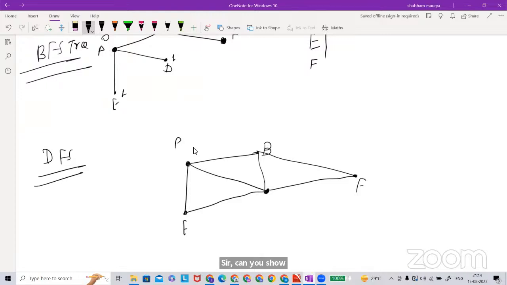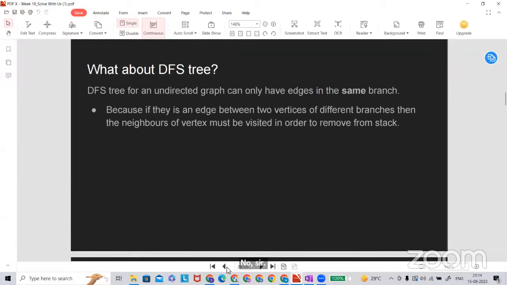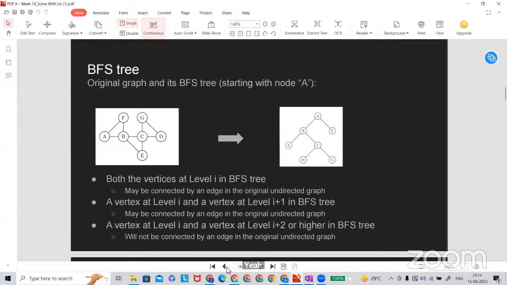Sir, can you show the previous slide of BFS? Yes, this one. Sir, it says that i in a BFS may have an edge. Suppose this is a DFS tree. Why are you confusing it with DFS? DFS is a different algorithm and BFS is a different algorithm. Don't match them. There is no label and no pre-post number in BFS.